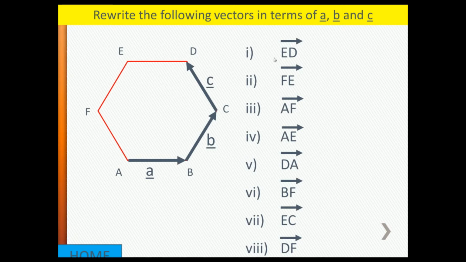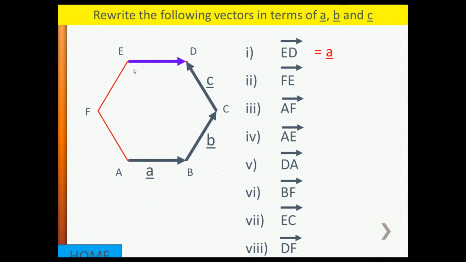All right. First one we're being asked for is E to D. Now E to D doesn't seem to be here. However, I said earlier on that vectors of the same size and direction are equal. So I can look elsewhere in my diagram and see that E to D is the same as A to B. So it's the same direction, same size. So E to D is equal to this vector a.